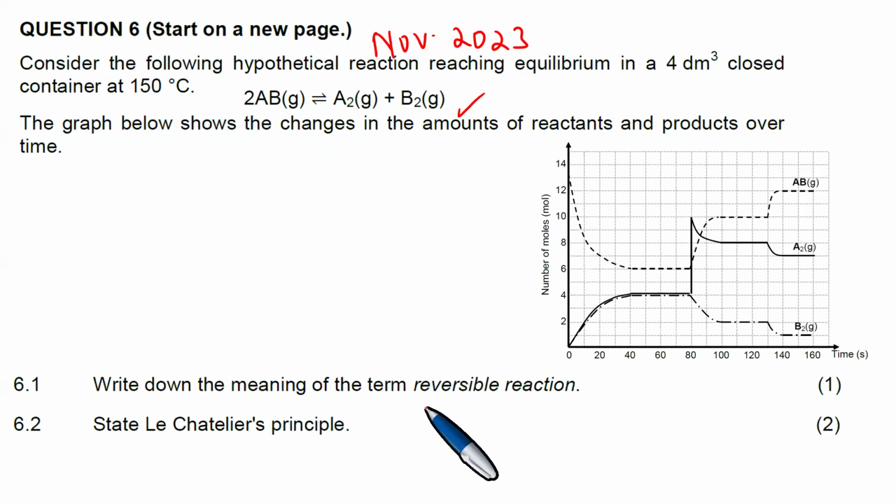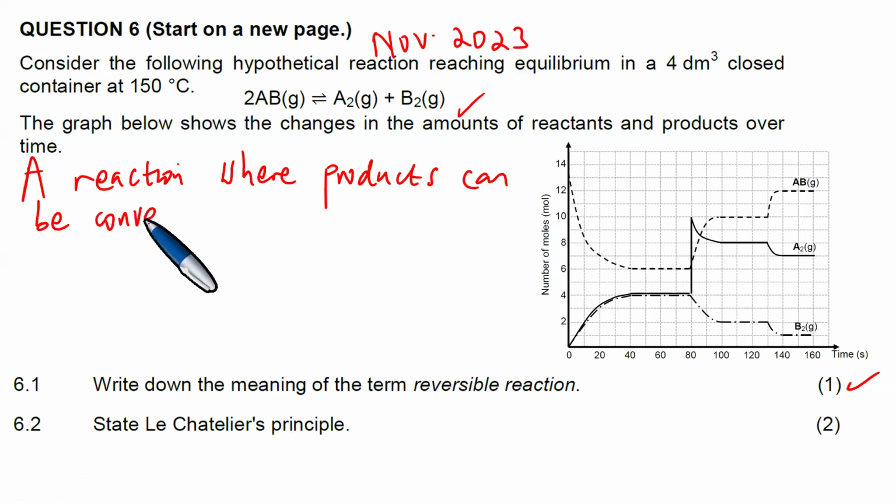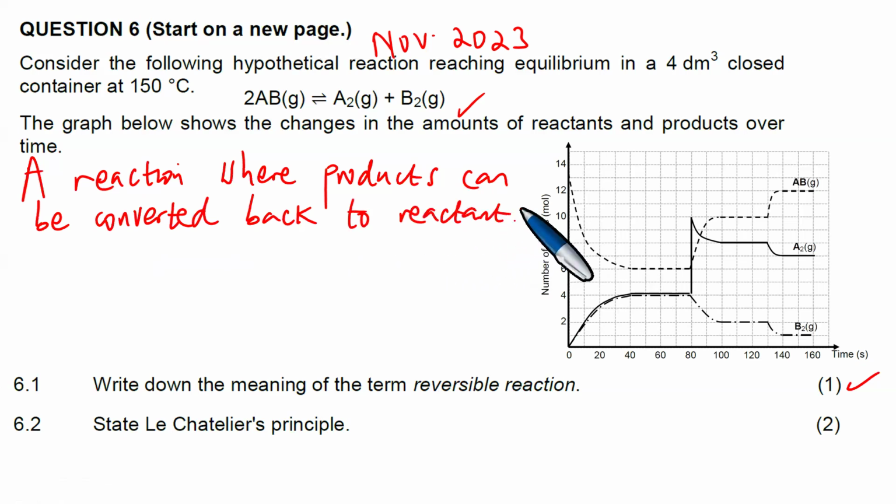Write down the meaning of the term reversible reaction. What kind of a reaction is reversible? One mark. This is what they asked in November last year. What is a reversible reaction? A reaction where products can be converted back to reactants, and vice versa.